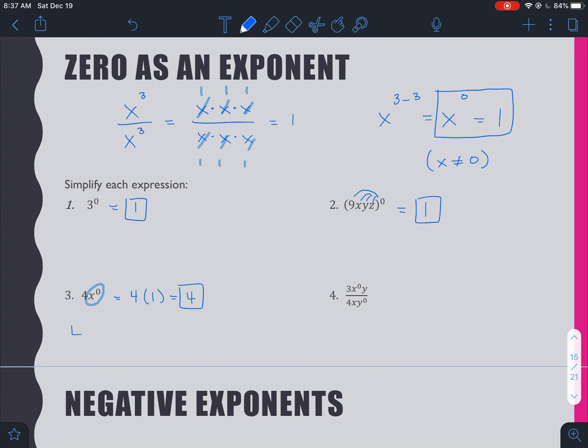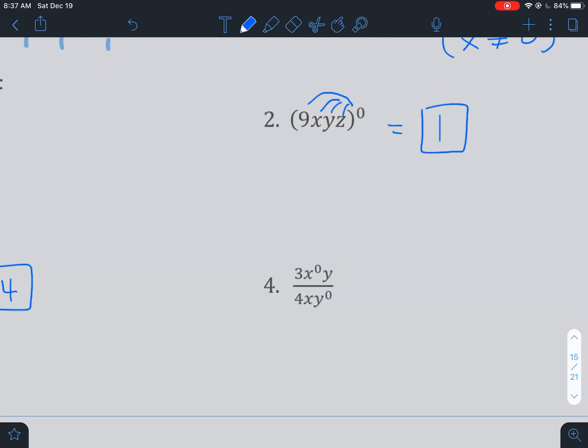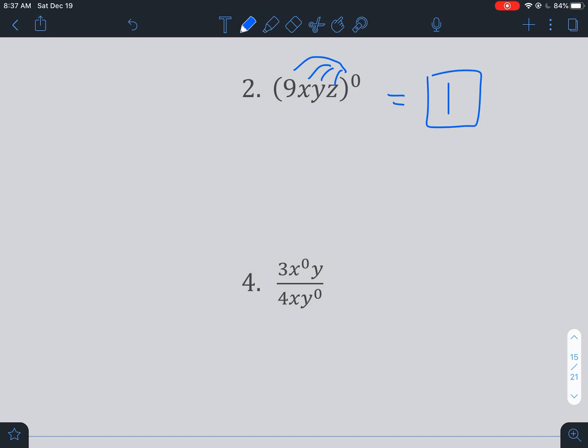So be careful on problems like number 3, because what's 4's exponent? 4's exponent is 1. The 4x is not in parentheses, so the only base that has 0 as an exponent is x. So this is going to be 4 times x to the 0th power. So it'll be 4 times 1, which is 4.